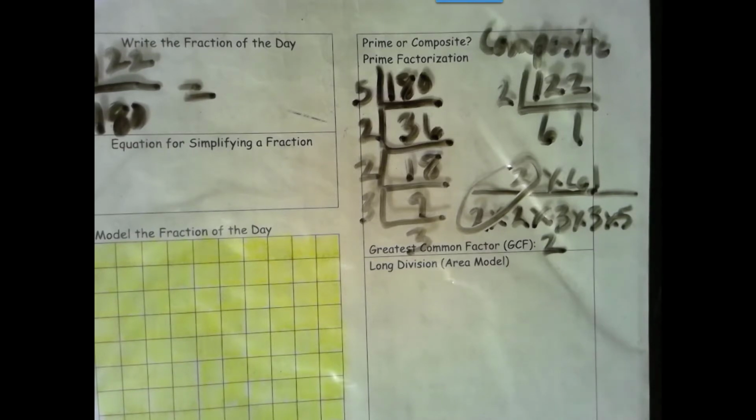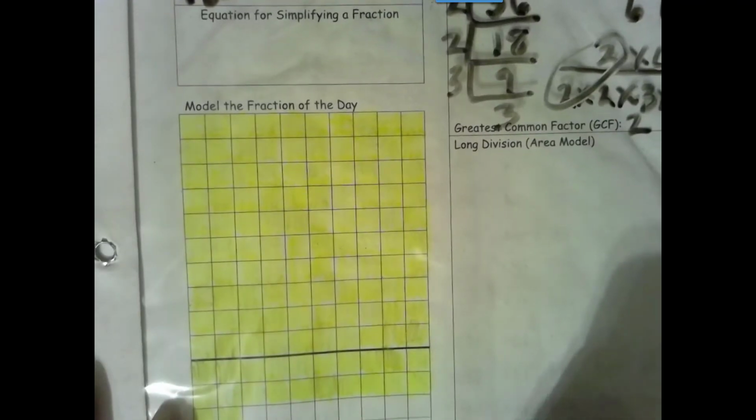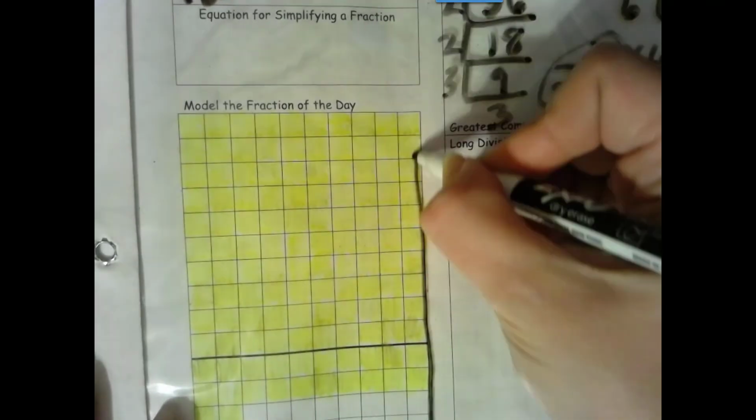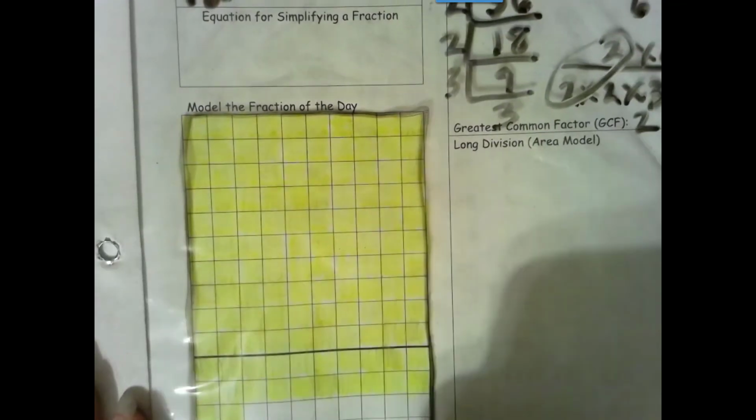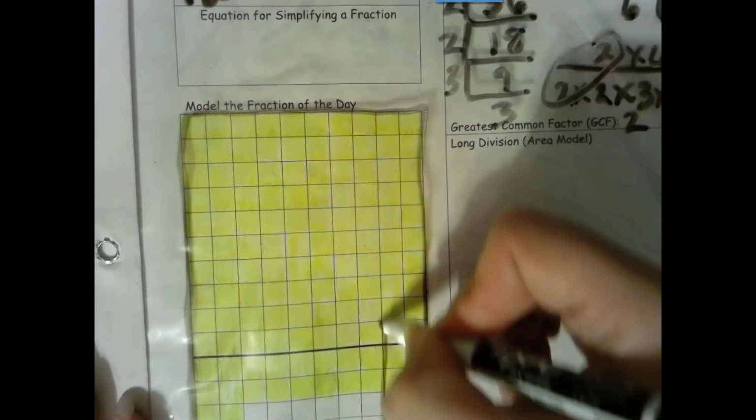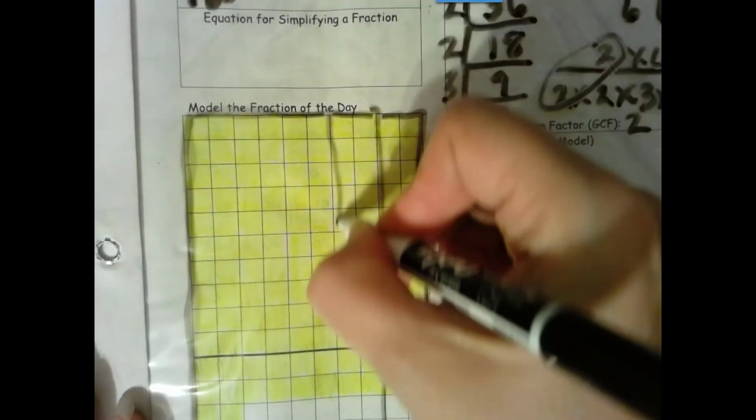So let's go ahead and make our groups of 2. Your groups of 2 do not have to look like mine, but you do want to make sure there's 2 in each. And you have your shaded separated from your unshaded.